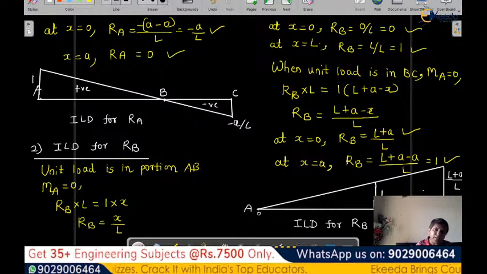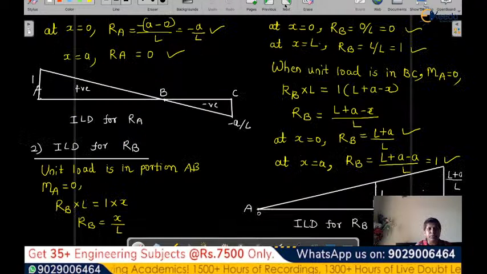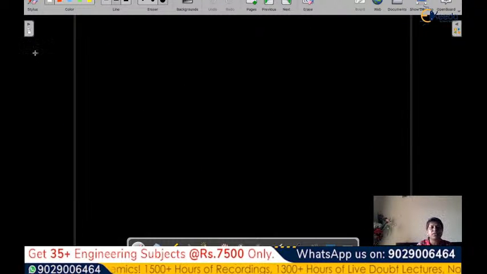What is the influence line diagram for shear force at D? Now we have to see that points are given at D and E. So we have to find the influence line diagram for shear force and bending moment at D, and the influence line diagram for shear force and bending moment at E. So we have to cover these four calculations now. Let's see the influence line diagram for shear force at section D.